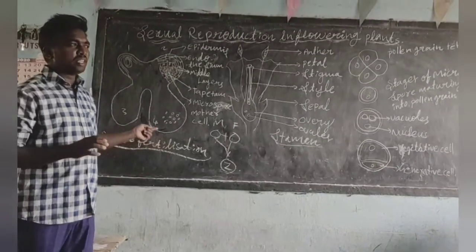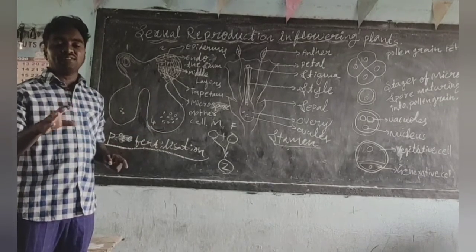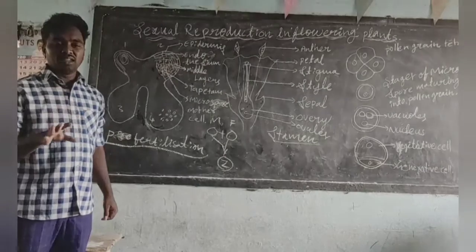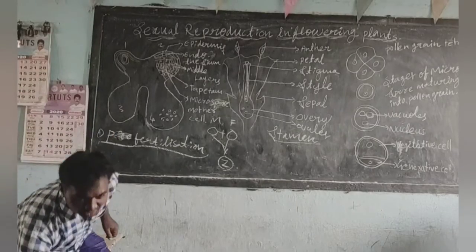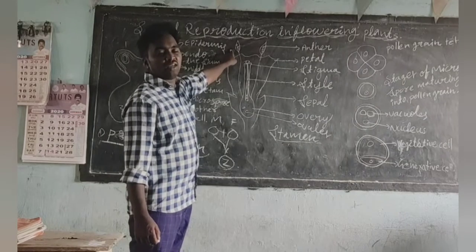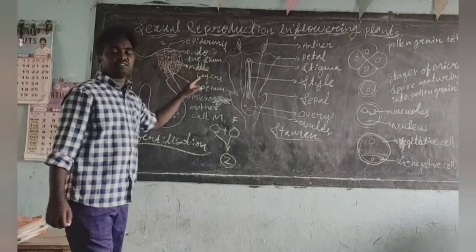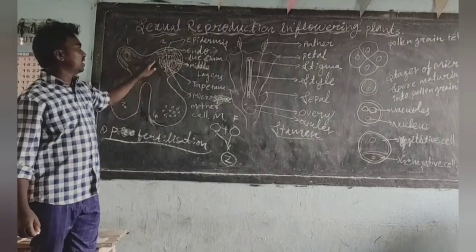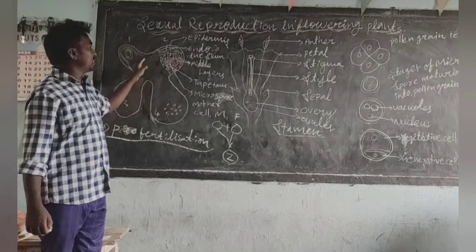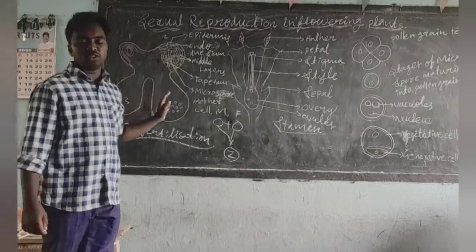So what is pre-fertilization? In pre-fertilization, the development of the male reproductive organ and the development of the female reproductive organ take place. First we have to understand the development of the male reproductive organ. This is the male reproductive organ, the anther. Let us look at the inner parts of the anther. This is the inner part of the anther, and this is majorly a four-lobed structure. 1, 2, 3, 4. This is a four-lobed structure.